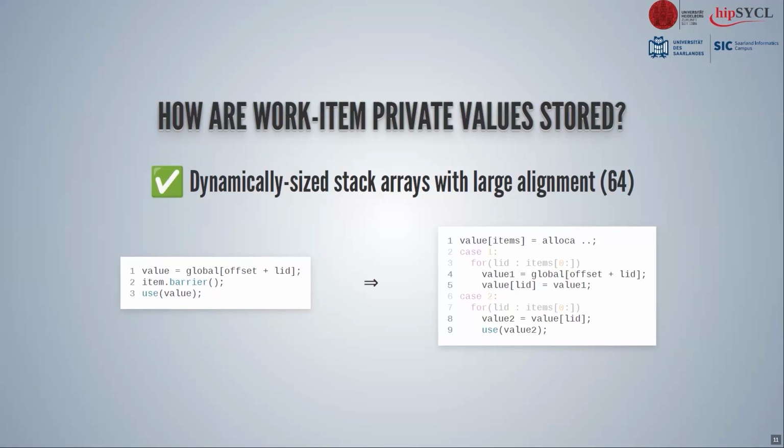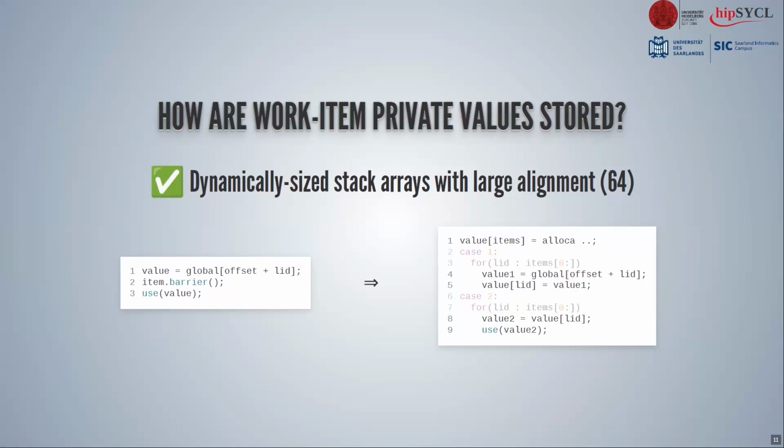So what we do is we generate a stack array that has the size of the work group, and we just store the value to the stack array, indexing the stack array with the local ID. So this value 1 is being stored to the stack array, and in the second loop, we just load this value from the stack array again and use this new value that we loaded here. So therefore, we can retain the values across barriers.